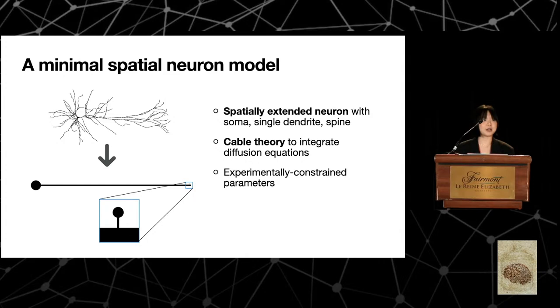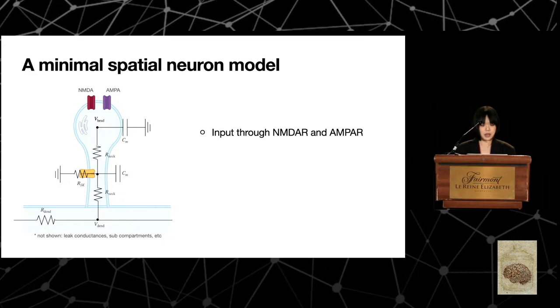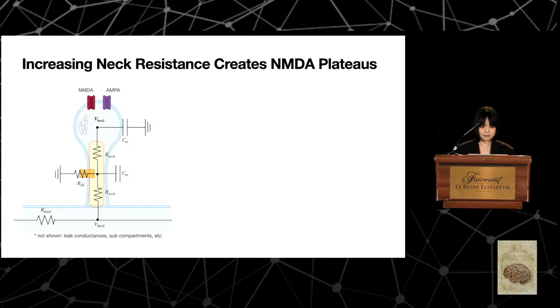So zooming in, this is our picture of a minimal spatial neuron model. You've got input through NMDA and AMPA receptors, and we also have calcium sources in the form of NMDA current and internal calcium stores, that's the little blob on the left. We also have calcium-activated potassium channels. In this case, we're using the SK channel. So to examine the role of electric compartmentalization, we're first going to take a look at what happens if we increase that spine neck resistance highlighted over here.